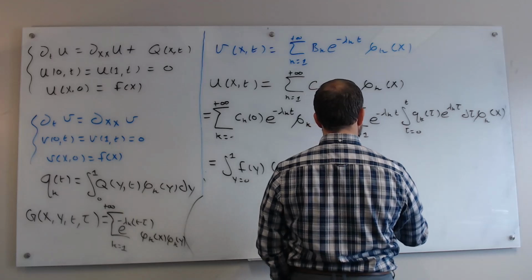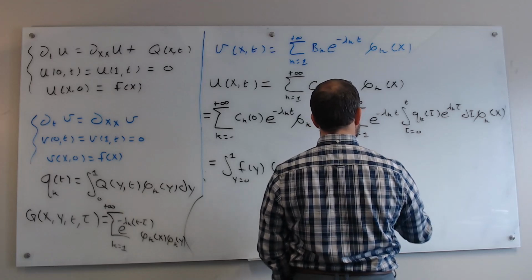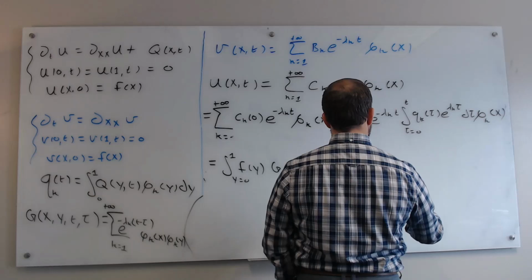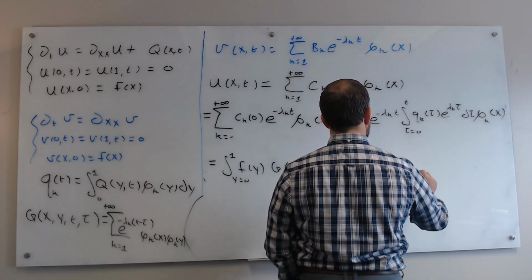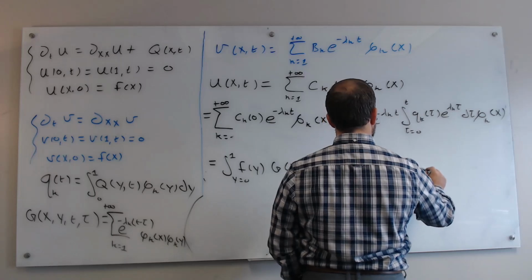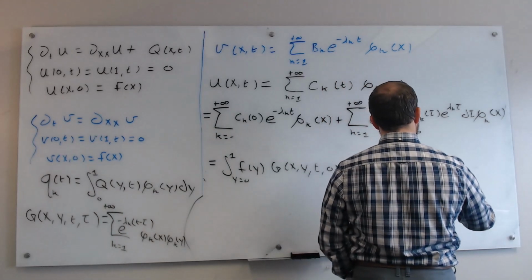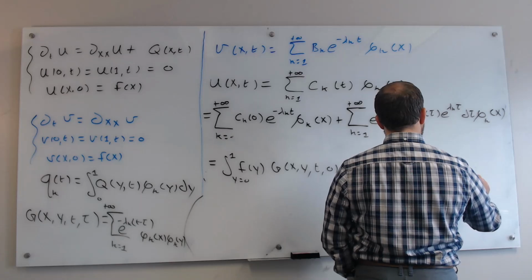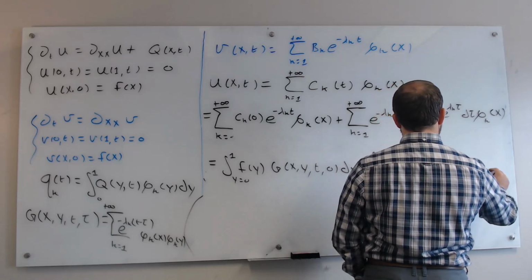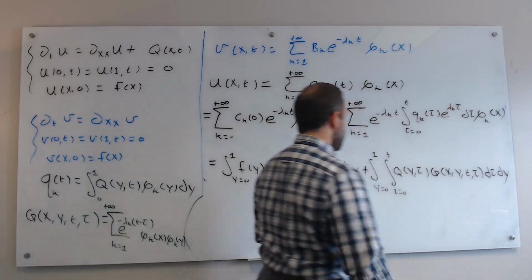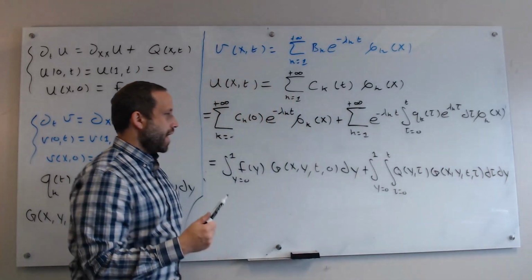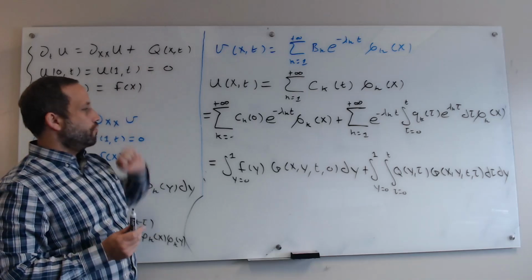integral y equals 0 to 1, tau equals 0 to t, q of y tau times g of x, y, t, tau, d tau, dy. And this is the part of the solution that is influenced by the external force.